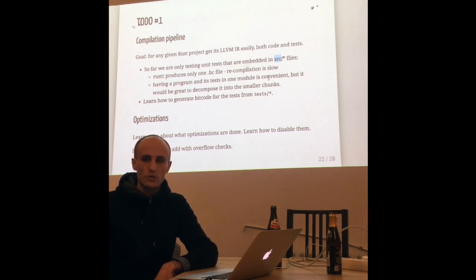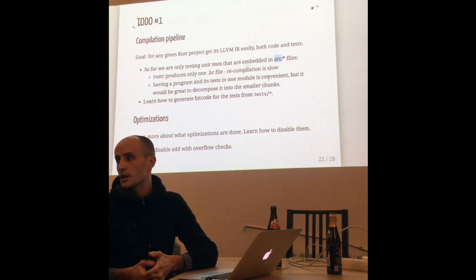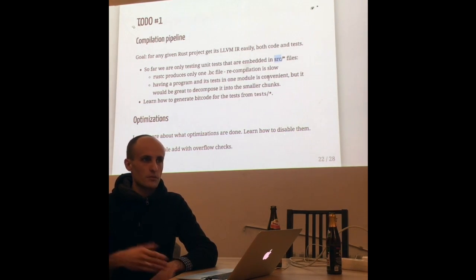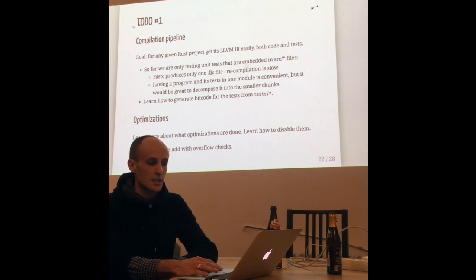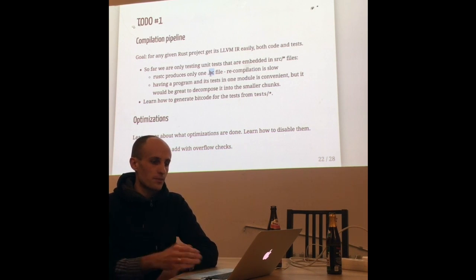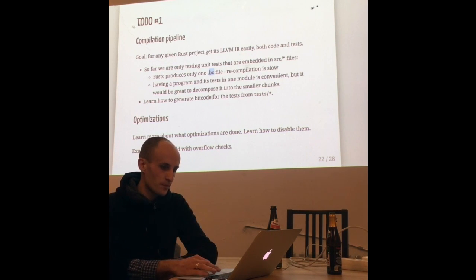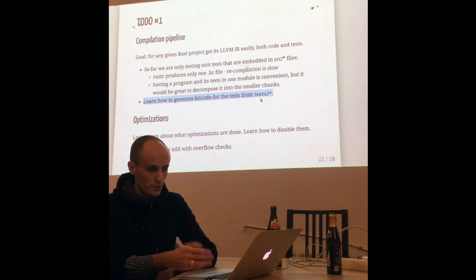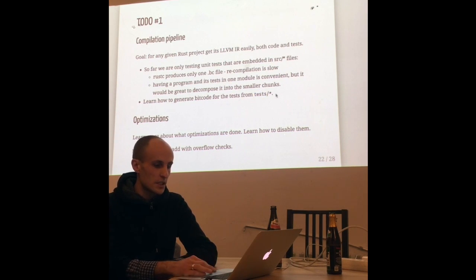It means that generating a report for nom, a Rust parser combinator framework, takes hours. You can just start a machine, leave it overnight, and the next morning maybe you will see that results were generated. One of the reasons is that we recompile one big BC file every time, because rustc currently only produces one file. We would like to decompose it into smaller modules. Obviously, we also have to learn how to generate bitcode from tests. From this group of tests, it's another big task.